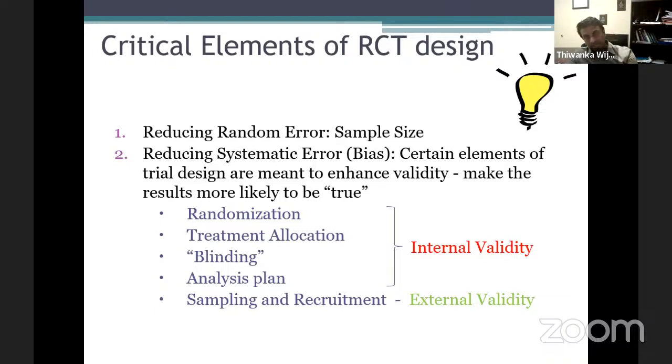So again, I'm saying, for internal validity of a clinical trial, to be able to talk about randomization, treatment allocation, blinding, analysis plan. And if it's an observational study, you look at biases and confounding. We said there are 2 types of biases: selection bias and measurement bias. Okay. So I'm going to keep sampling and recruitment for maybe just my next slide. And that's essentially the 3rd point, looking at the external validity.